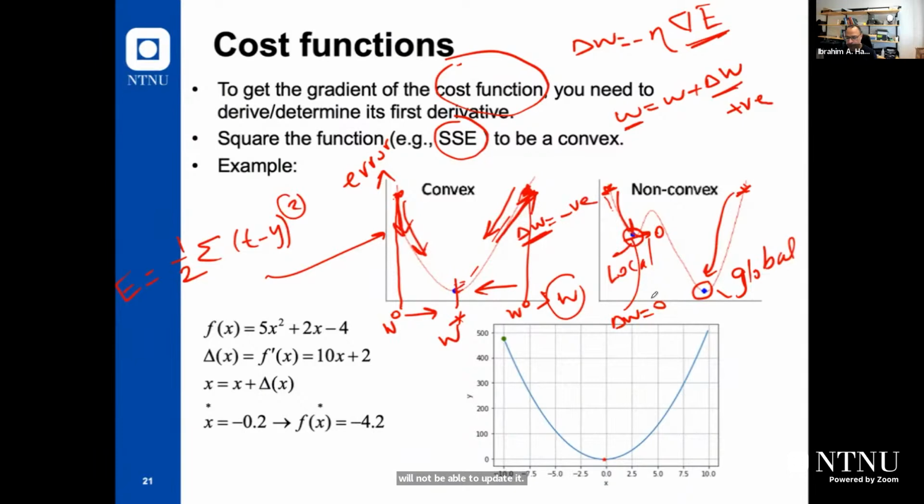So omega equals omega plus delta omega. So in fact, the next omega will equal the last omega. So you will be stuck in that location. Why will you be stuck there? Because the slope of the gradient is zero at that point. So if you are starting from that point, you will not be lucky at all, because you will stop here. So the model will stop here.